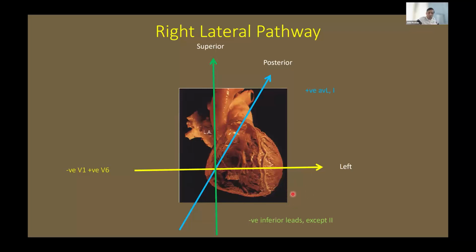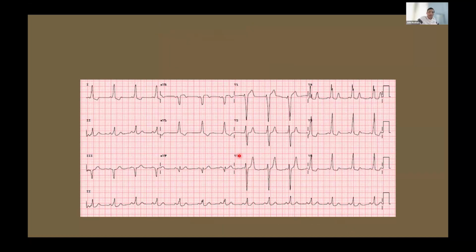But lead 2 is sort of located over here. So since lead 2 is located over here, you can have some amount of current traveling towards lead 2, giving a positive deflection in lead 2. So here we have a right-sided, right lateral accessory pathway, where you can see that you have a positive deflection in 2, but 3 and AVF are negative. Your lead 1 and AVL are both showing positive deflections. And in V1, we have a net negativity.